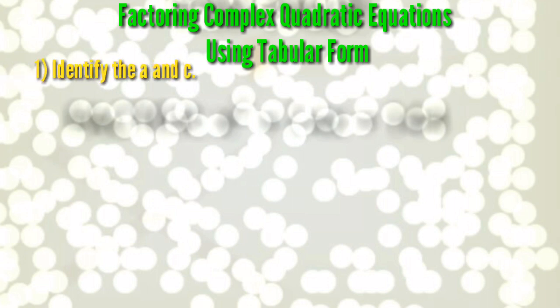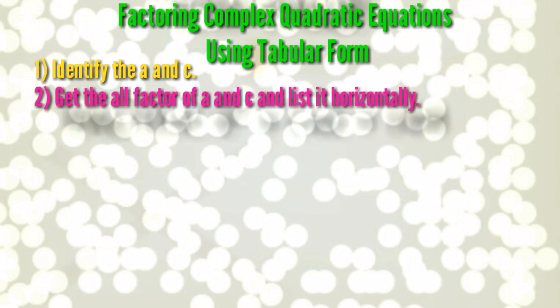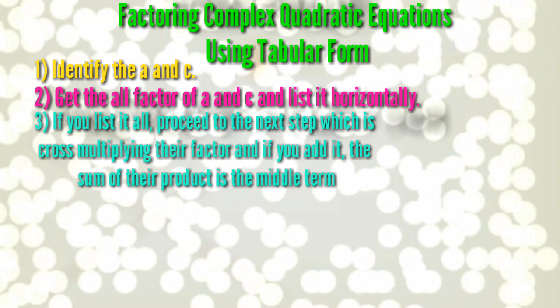First step is identifying the A and C. Second step is getting all the factors of A and C and listing them horizontally. In the third step, there is a condition. If you list them all, proceed to the next step, which is cross multiplying their factors, and if you add them, the sum of their products is the middle term.